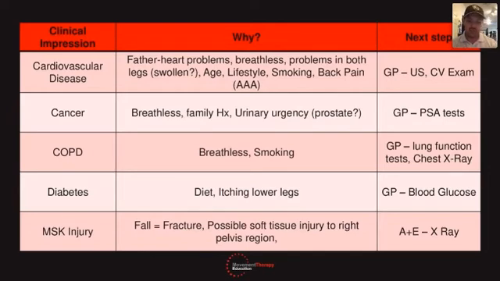Possible soft tissue injuries as well to the right pelvis region. So it could be glutes, gluteus medius, gluteus maximus. It could be some kind of bone bruising as well, potentially. But I'd want to get that fracture ruled out first. So with this guy, I'd have sent him to A&E for an X-ray of his pelvis and hip, just to rule out the fracture. That just as a start. Then I'd have referred him back to the GP for the other tests. So that's what I would have done with this guy.